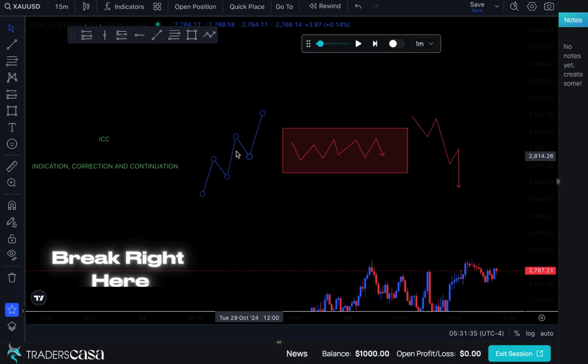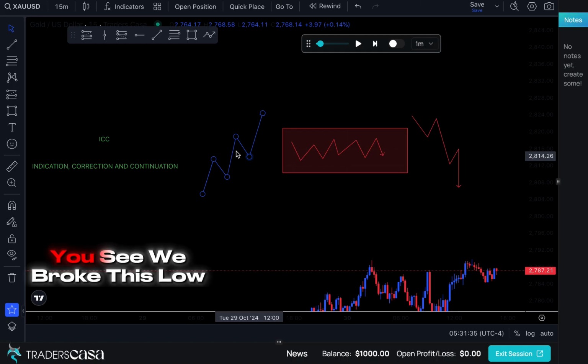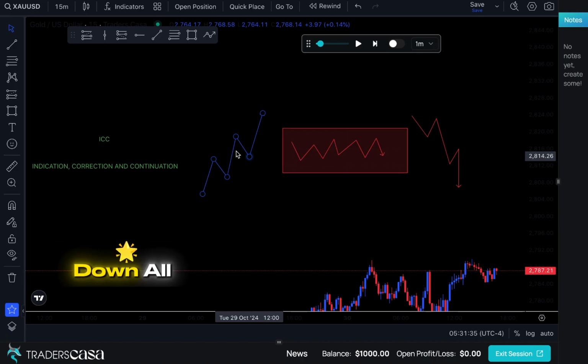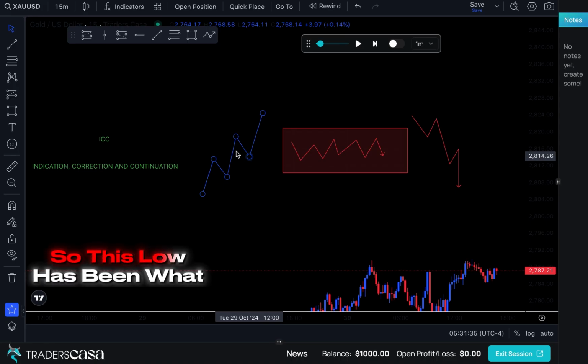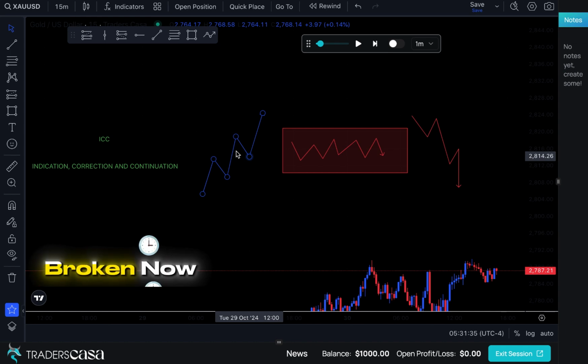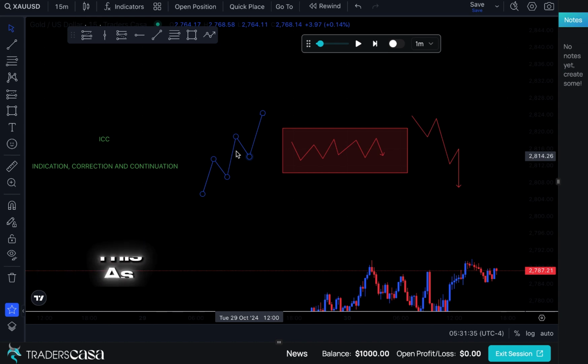We have another break right here. You see, we broke this low. So when the market came down all the way from here, we had a break, right? And this was the current low. So this low has been broken now, giving us this as our new low.